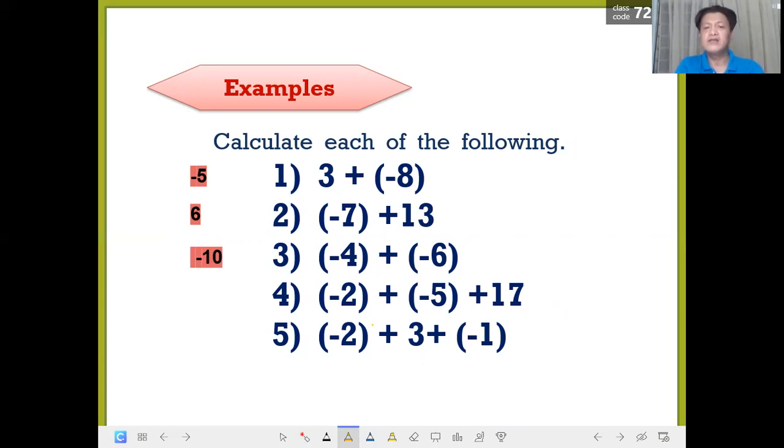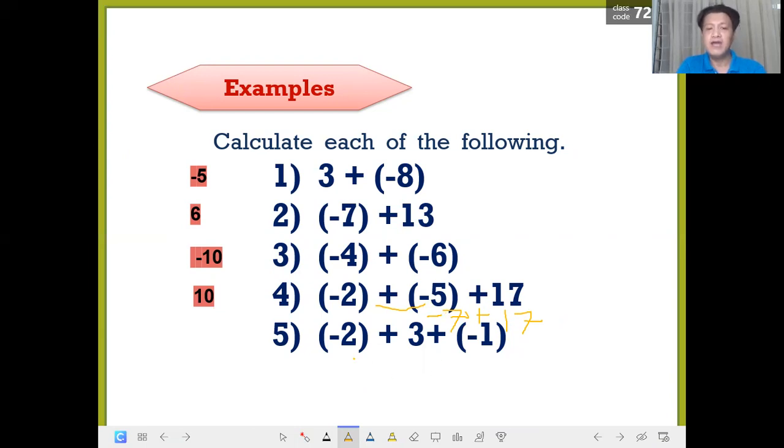And what if meron tayong tatlong integers? Okay, ibig sabihin nito, one at a time lang. -2 plus -5, add mo muna ito. The sum of this is -7. Tsaka mo i-bring down yung 17. Kung mapapansin mo, this is different sign. Di ba ang rule doon? Subtract and then copy the sign of the integer with greater absolute value. Kaya 17 minus 7, that is 10. Okay, since mas malaki yung absolute value ng 17, kaya positive yung 10 natin dyan.